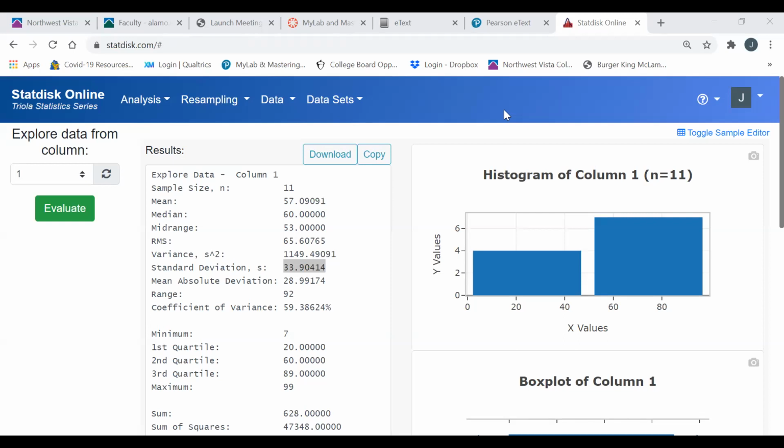Okay, so let's look at the problem. I think I typed in the data already. Let me see. Okay, so here's our values, right? So pretty much it gives you everything. So the hard part is the rounding. So I've got to go through the rounding procedure.